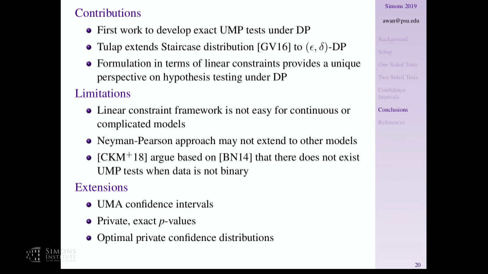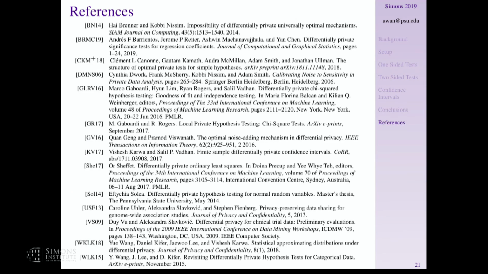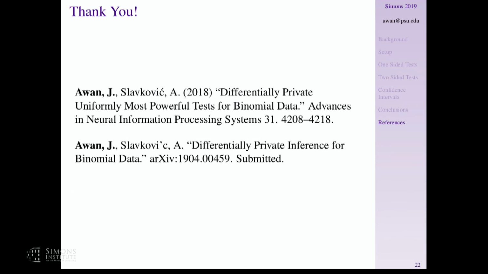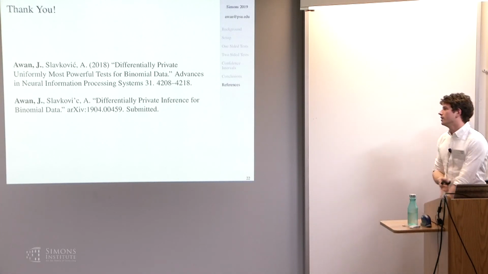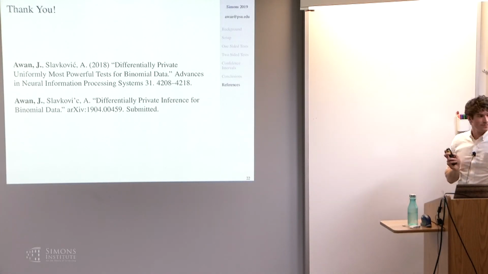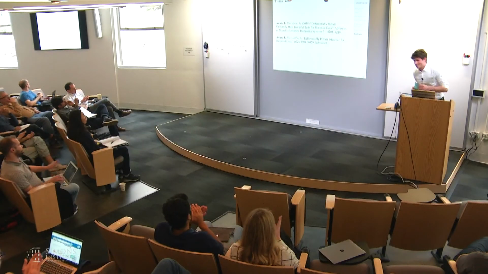And then based off of our hypothesis testing framework, we did get confidence intervals, p-values, and although I didn't talk about it, there's an idea called a confidence distribution, which is sort of the frequentist version of a posterior distribution. I'd be happy to chat about that afterwards if you're curious. Some references: an early version of this, based on just the one-sided tests, was published in NIPS 2018, and a full version of the talk is on the archive. So thank you for your time.